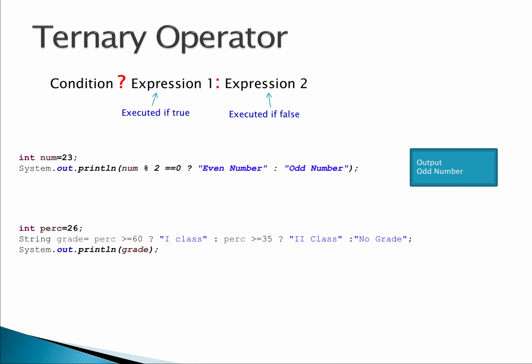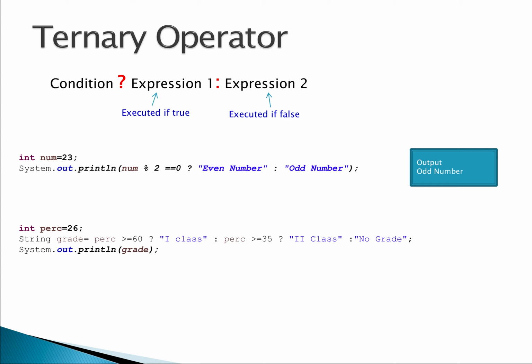To calculate the grade, string grade is equal to: we check percentage greater than or equal to 60, which is the condition, and if this condition is true, it is going to execute the one following the question mark, which results in first class. If the condition is false, it is going to execute the code after the colon. Here the code after the colon is another ternary condition which checks percentage greater than or equal to 35. If true, it executes second class, or else it executes no grade. So in the colon we have one more ternary operator condition.